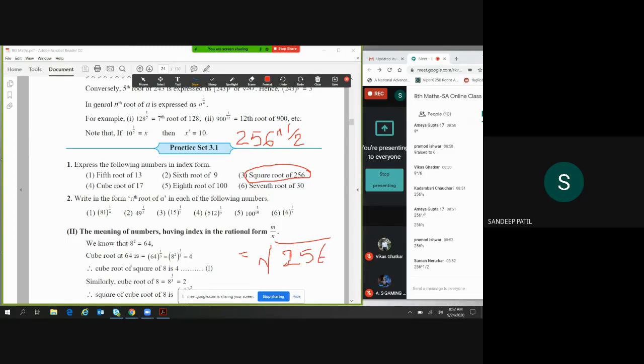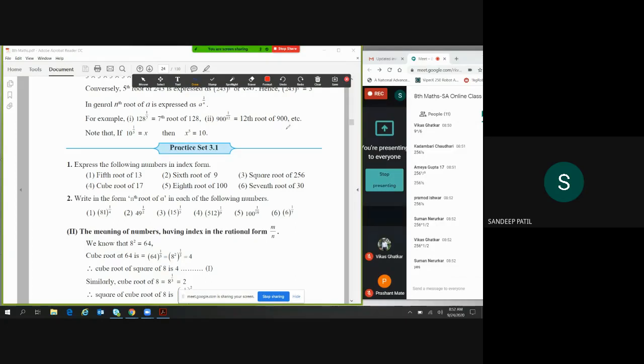Now we know how to write this in a different format. I will pose one question for you. If we want to write the nth root of a, how will you write this? 49 raised to 1/2, please write in the chat box. Then I will pose one different question for you. So 49 raised to 1/2, how do you write it in this fashion, like the nth root of a?